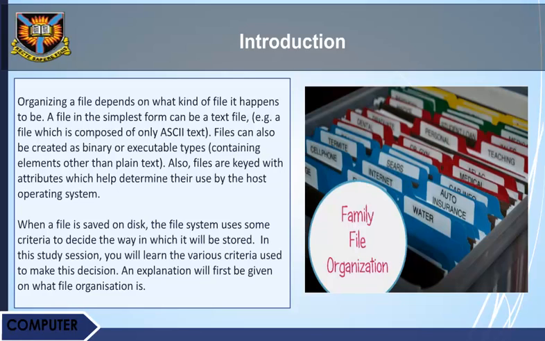A file in the simplest form can be a text file, e.g., a file which is composed of only ASCII text. Files can also be created as binary or executable types containing elements other than plain text. Also, files are keyed with attributes which help determine their use by the host operating system.